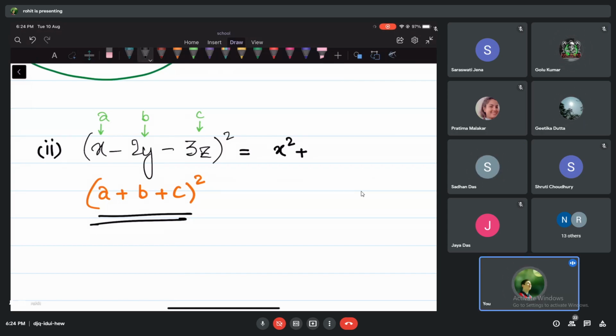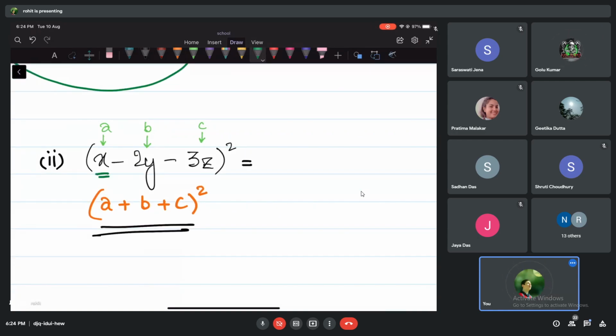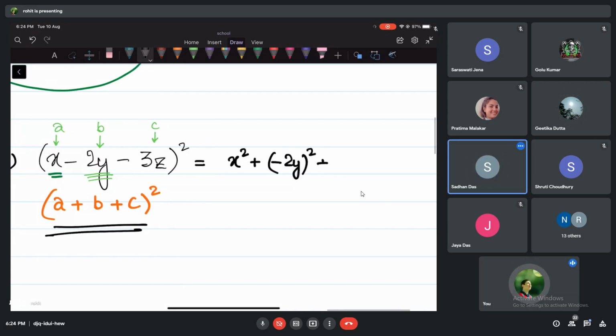Now tell me, what is the formula? What should I write? First number square. I should square the first number. Yes or no? So what should I write? X square. Then I should write plus. Then what should I write? Second number square. Tell me the second number. Minus 2y, and the whole thing squared. Then I should write plus the third number square. Which one is the third number? Minus 3z, and the whole thing squared.